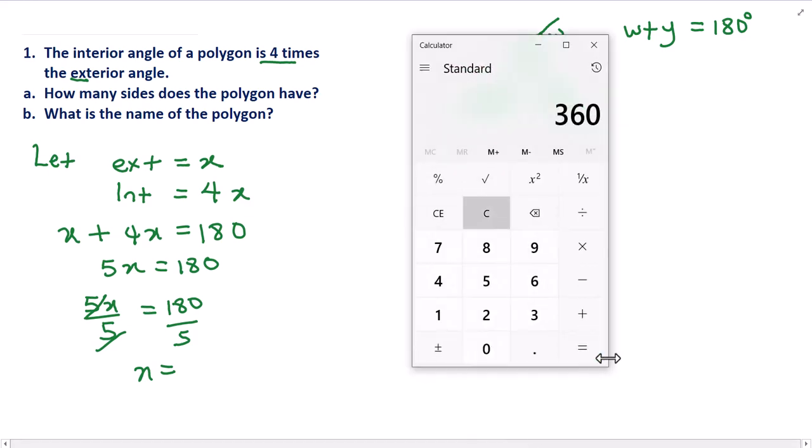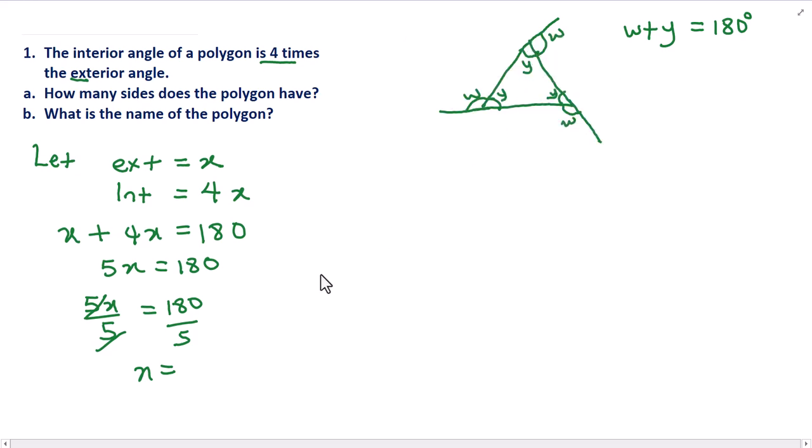I have an on-screen calculator, so let's do that. 180 divided by 5 is equal to 36. So we have 36 degrees. Now, 36 degrees is x.